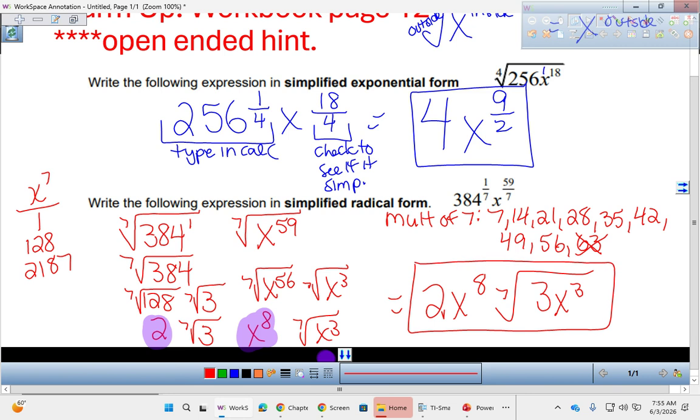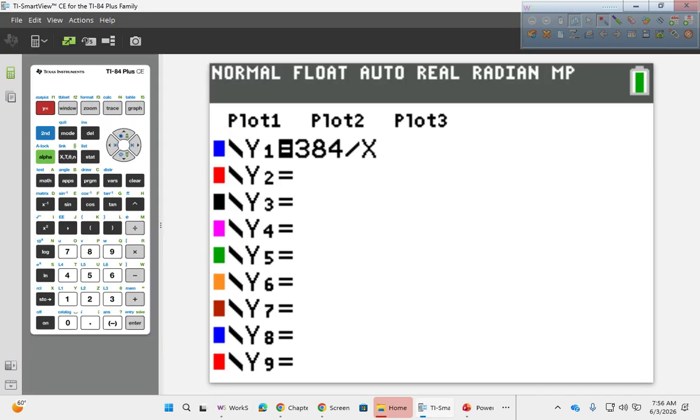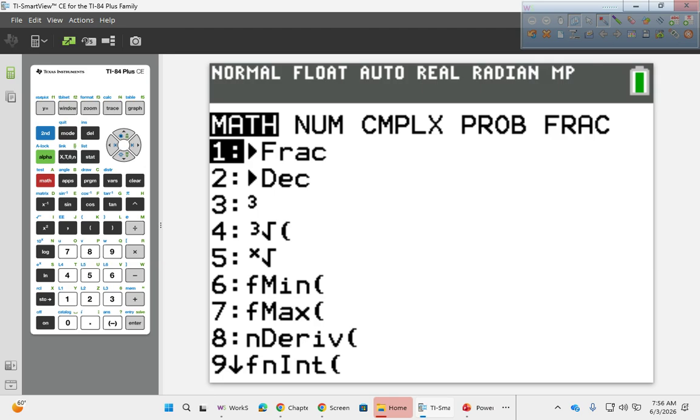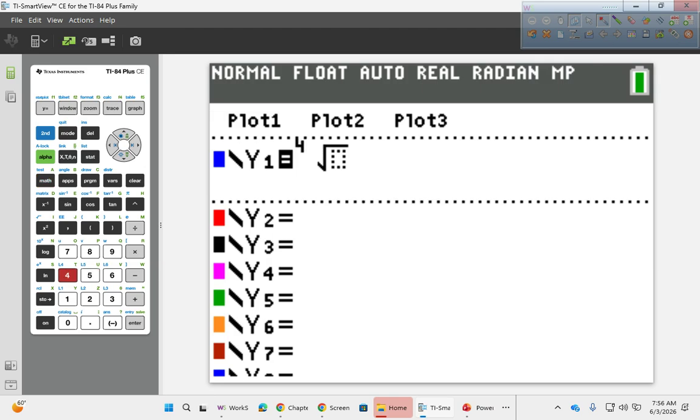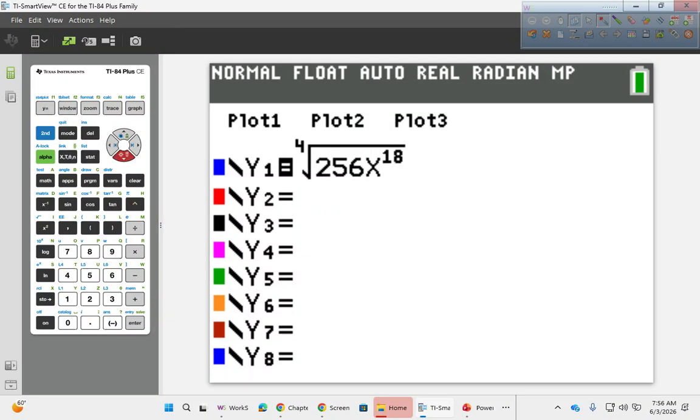Because this is a final, because it's worth 20% of your overall grade, I highly recommend taking the time that you have to check your answer. You can check both of these. Here is how you would check the first one. I would go into y1, and I would math 5, and I would do the 4th root of 256 x to the 18th, right? That's the question.